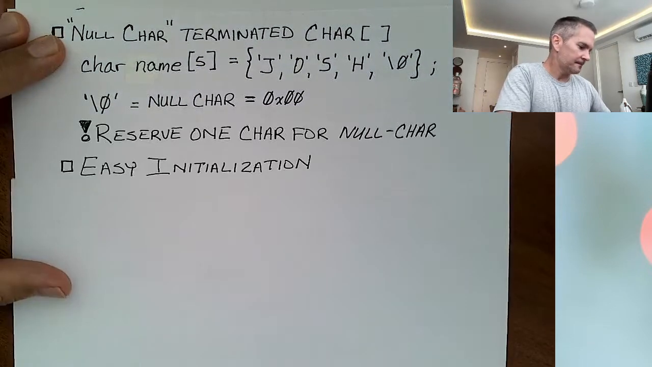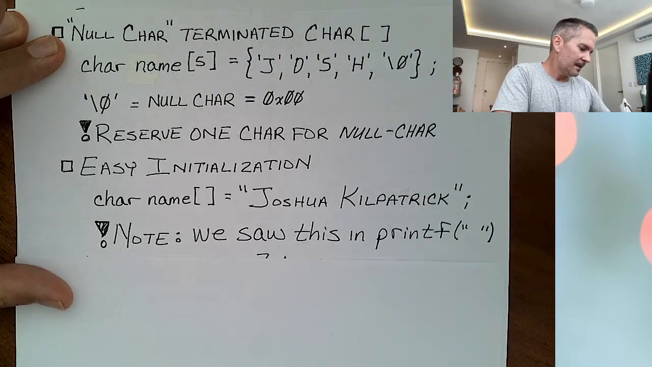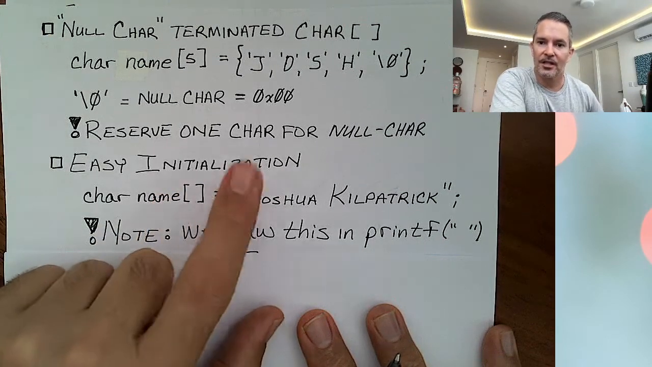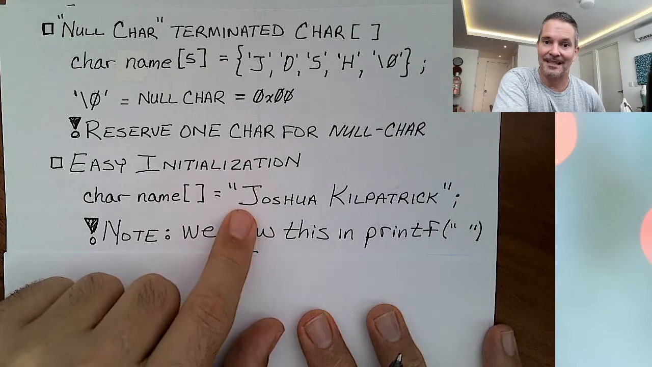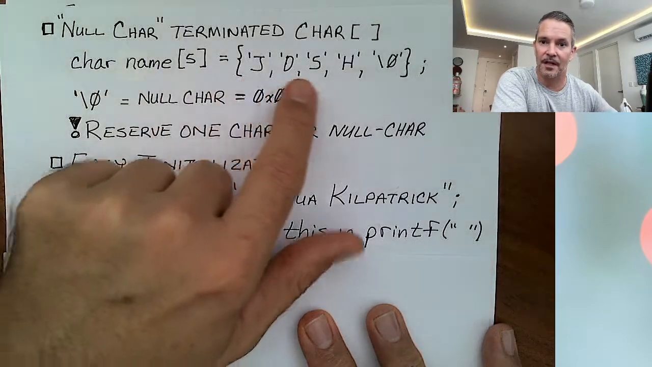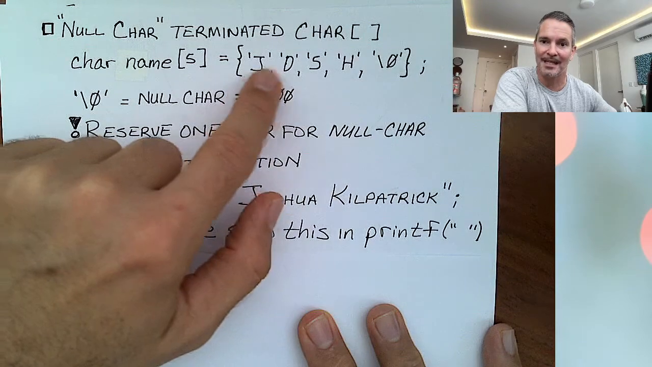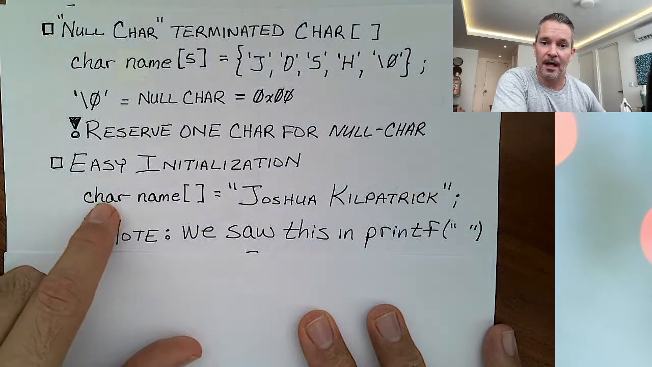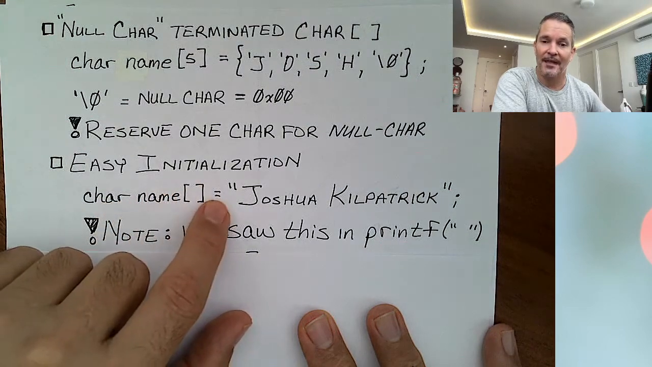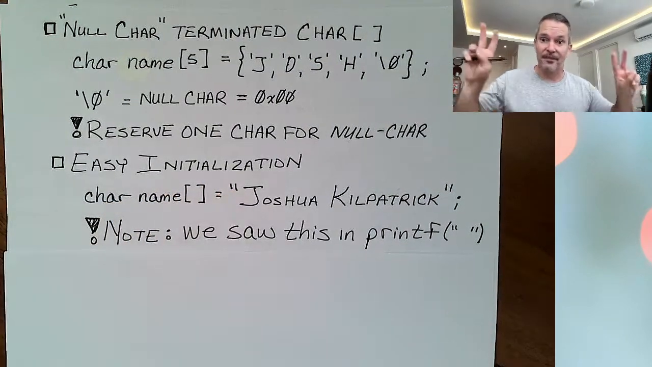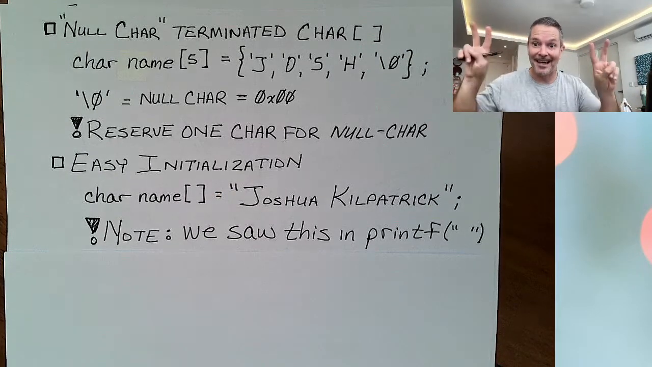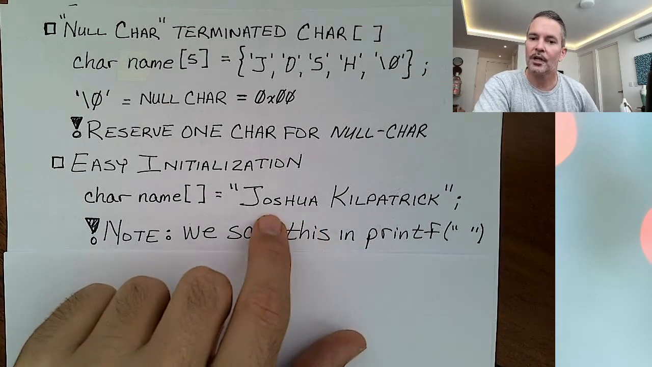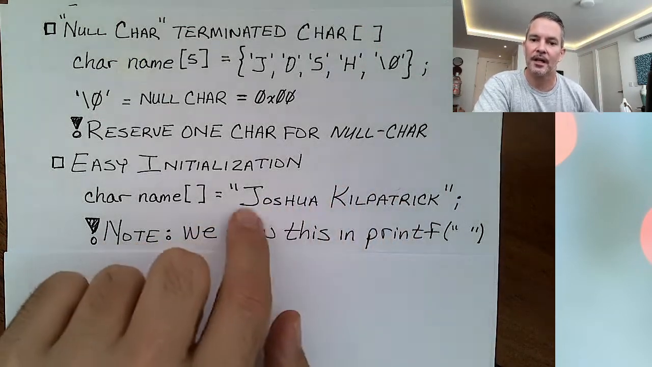So we have a method to initialize strings that's very easy. It's much easier than doing something like I've showed you here where I have to write each letter in single quotes. We can simply say, define a character array and then set it equal to a set of letters and spaces and symbols inside double quotes, and the compiler will understand that we want to define a string.